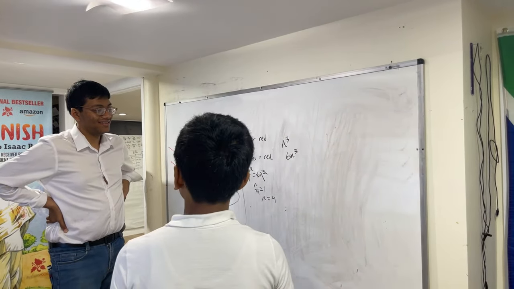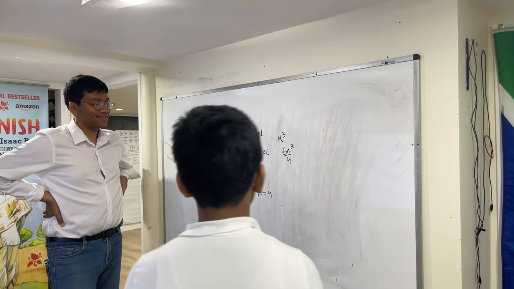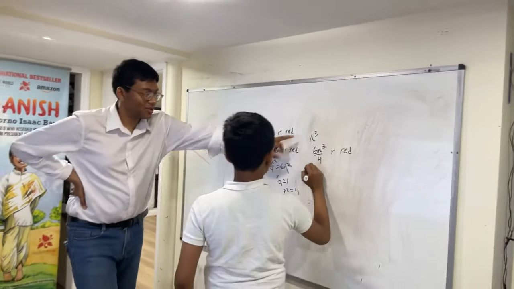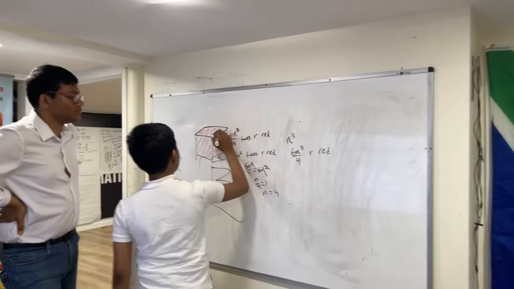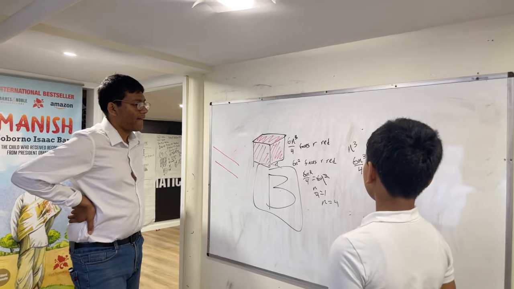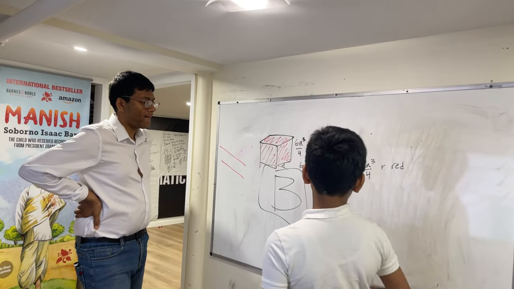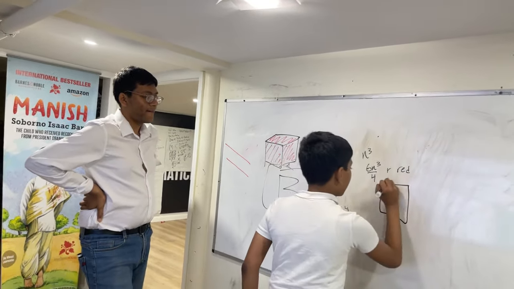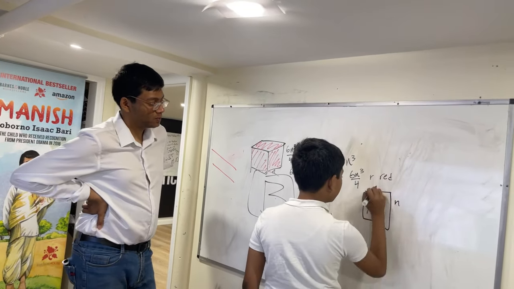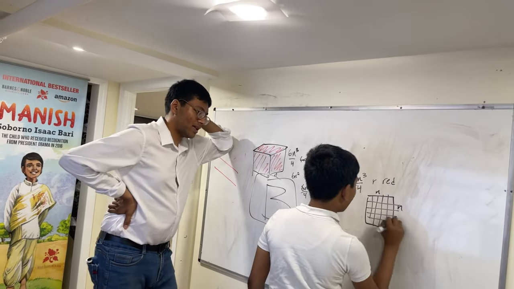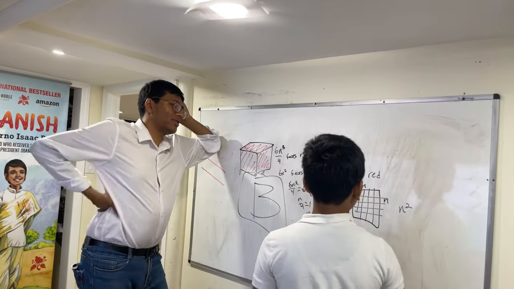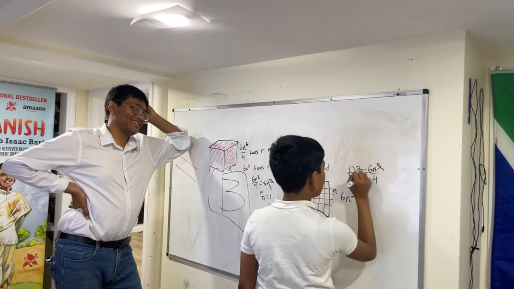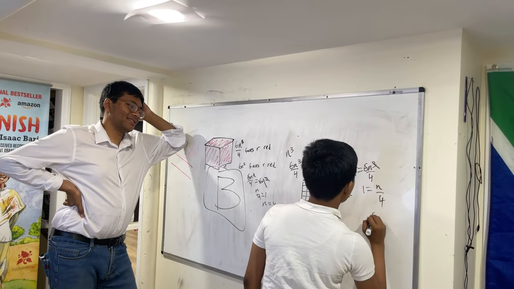N cubed is the total number of unit cubes, and there are 6 faces on each unit cube, so 6 n cubed faces in total. It mentions that 1/4 of all those tiny faces are red. Then think about one face of the big cube, which has n by n. If you cut it up into unit squares, there are n squared faces on that one side, so 6n squared red faces. That means 6n squared equals 6n cubed over 4. So 1 equals n over 4, and n is 4.